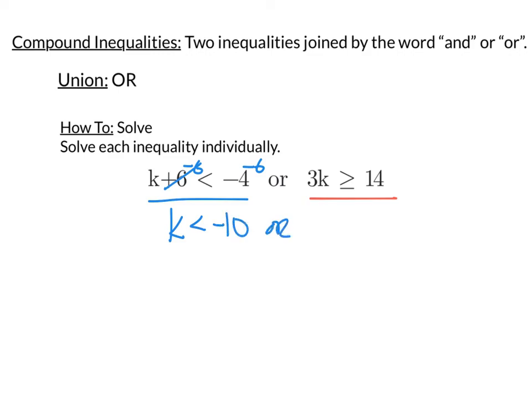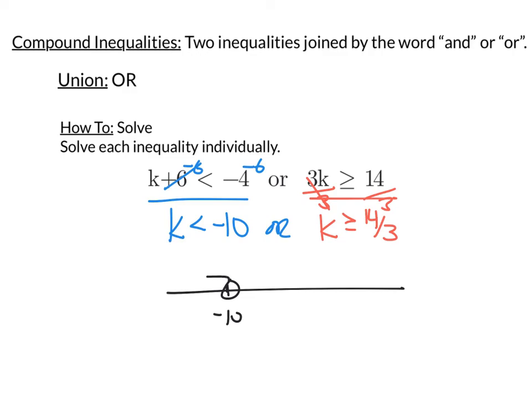Or we go over to the one on the right, and we're going to divide both sides by 3. 3 is not a negative number, so we keep the inequality the same, and we're left with k is greater than or equal to 14 thirds. If we were to graph this and take a look to make sure that our union stays a union, negative 10 is over here, and we want all of our solutions to be less than that negative number. And 14 thirds is positive, so it has to be to the right, and we want all of our answers to be greater than that one.